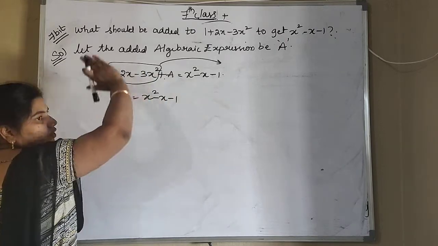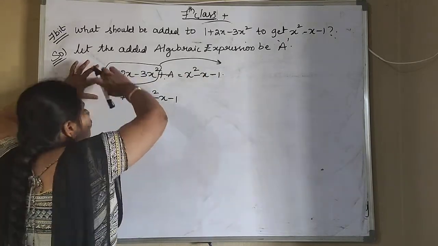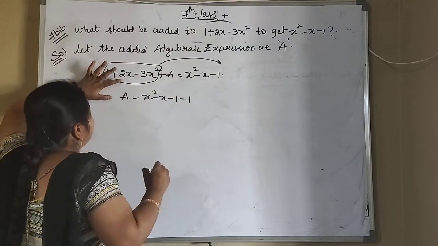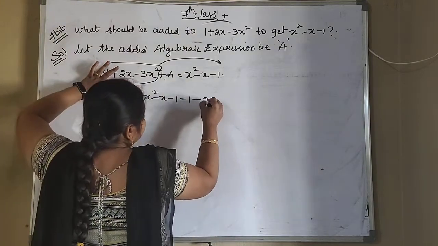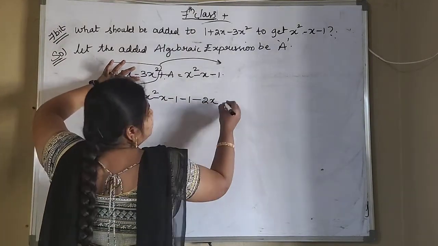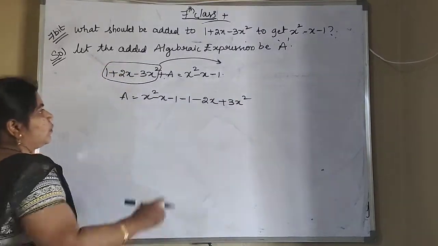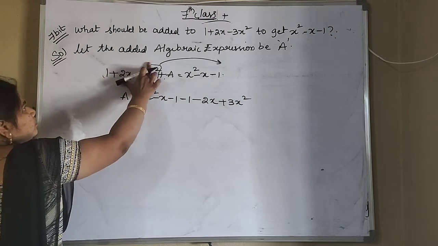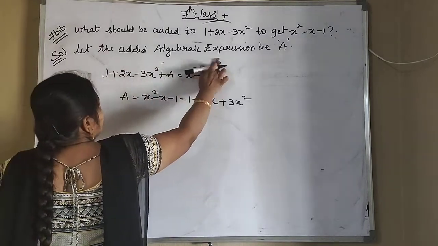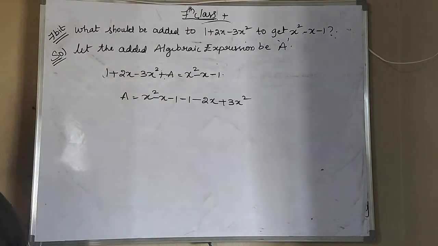Transpose all expressions to other side. So plus 1 if you transpose, that will be minus 1. Plus 2x if you transpose, that will be minus 2x. Minus 3x square if you transpose, that is plus 3x square. So this is our, now we have transposed all the expressions.